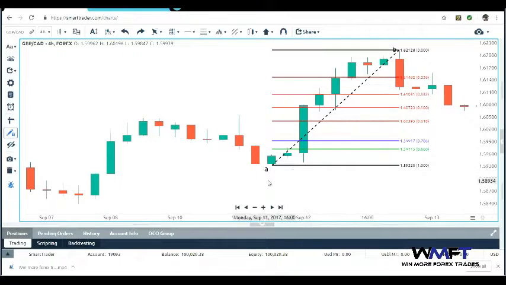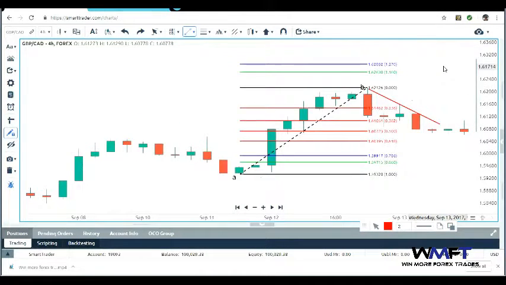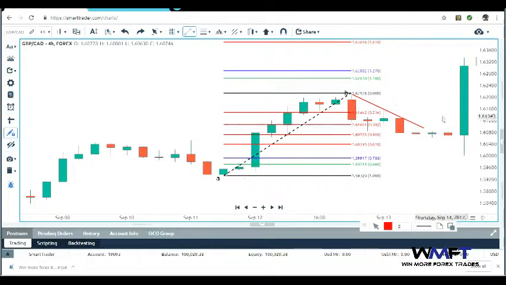Okay, we have our A. So we have our B. We have our AB boundary. The market has retraced. Okay, we bring in the counter trend line. Just bring it across the top of the wicks, like so. Okay. Keep going, keep going.